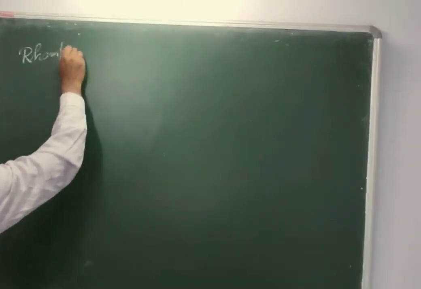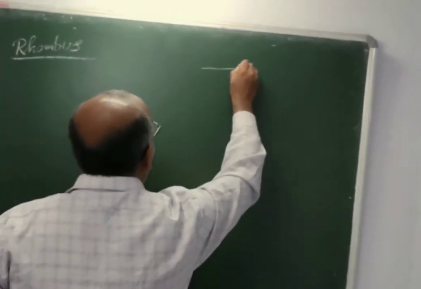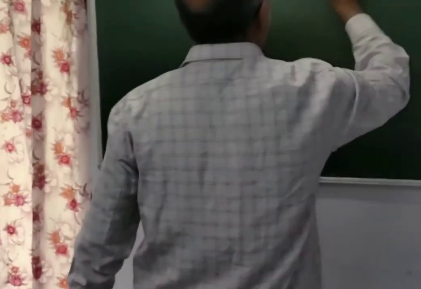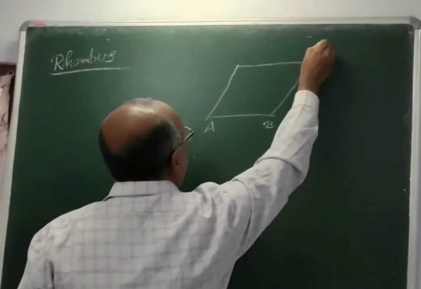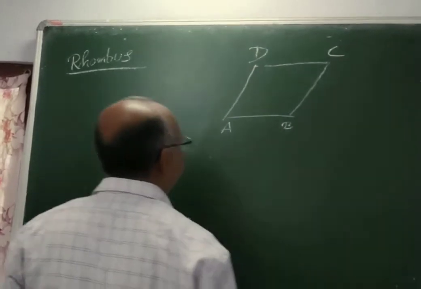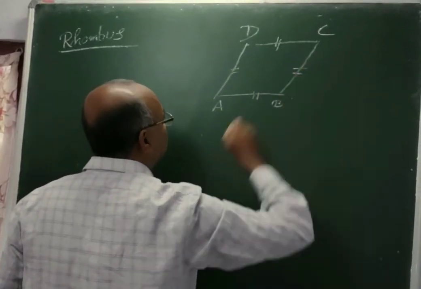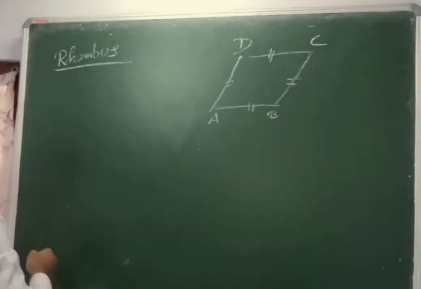Now, what is this rhombus? R-H-O-M-B-U-S. A rhombus is also a parallelogram, but the thing is all sides are equal. The only property difference is that in a parallelogram, opposite sides are equal and parallel, but here all sides are equal, and opposite sides are parallel, but the angles are not 90 degrees.